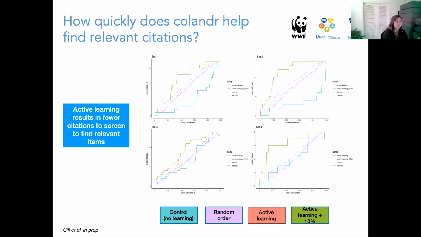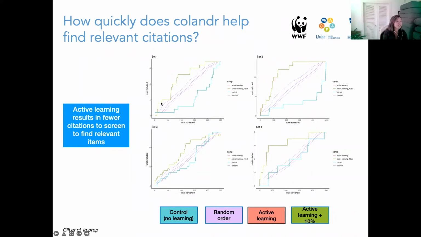And as you can see in these graphs here, the number of citations that you actually have to look at to get to your number of true included citations is much lower when you look at the green and the orange lines. But there isn't really much difference, at least in this test, between machine learning and machine learning with the training data set. So this is encouraging. We know that it is more efficient than random.